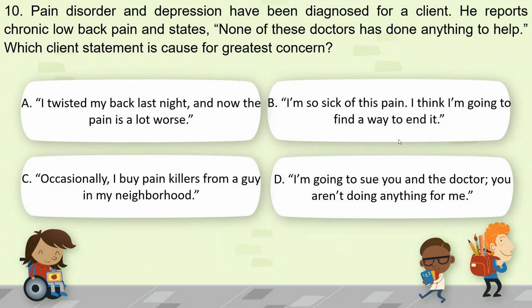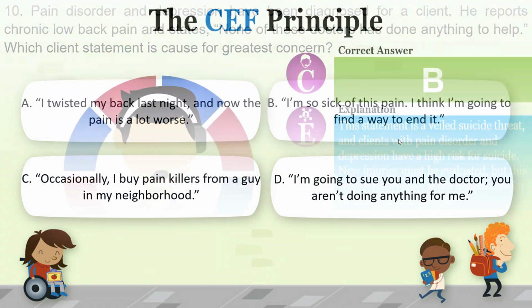But the best answer for number 10 is letter B, because that's a form of suicide threat. Clients with pain disorder and depression have a higher risk for suicide. And of course, new injuries must be evaluated, but this type of pain report is not uncommon for clients with pain disorder. Number 10 is letter B.